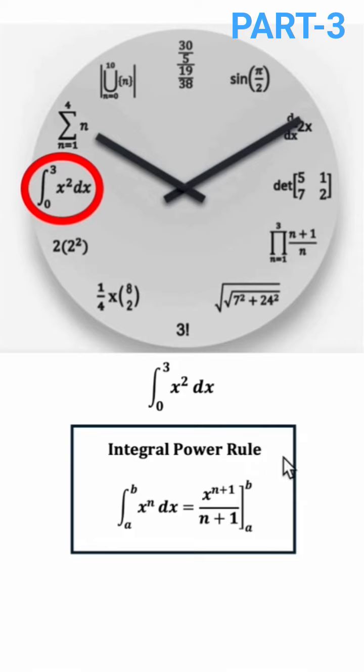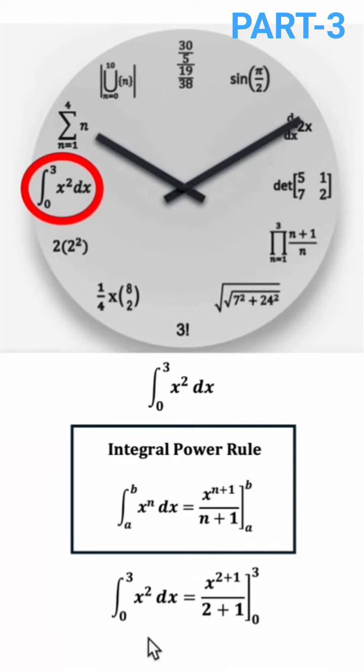This is the integral power rule. Power rule for integrals. It says if you have an integral from a to b of x to the n dx, the way you evaluate it is you add 1 to the exponent and then you divide by that new exponent. And then you evaluate it from b to a. And I'll show you what this means in a second.